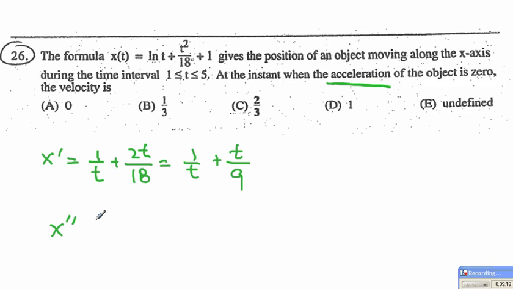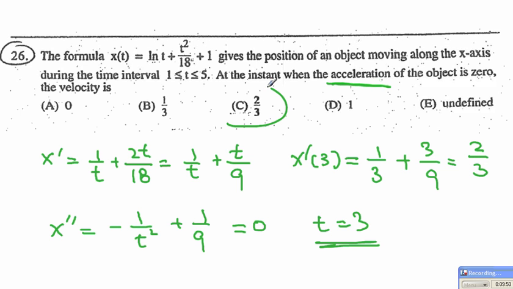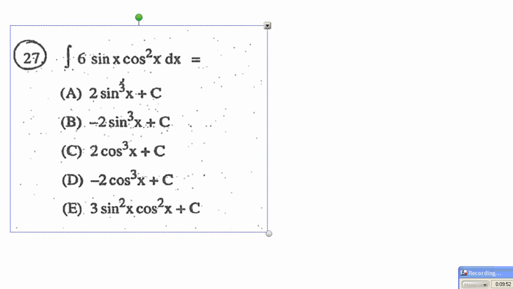Now, double derivative, second derivative becomes here negative 1 over t squared plus 1 over 9. Now, when you set this one equal to 0, then we can easily see that t has to be equal to 3. When t is equal to 3, let's try to find the velocity. Then we get x prime of 3 now becomes 1 over 3 plus 3 over 9, which is also equal to 2 over 3. Therefore, our final answer becomes 2/3, which is choice C.